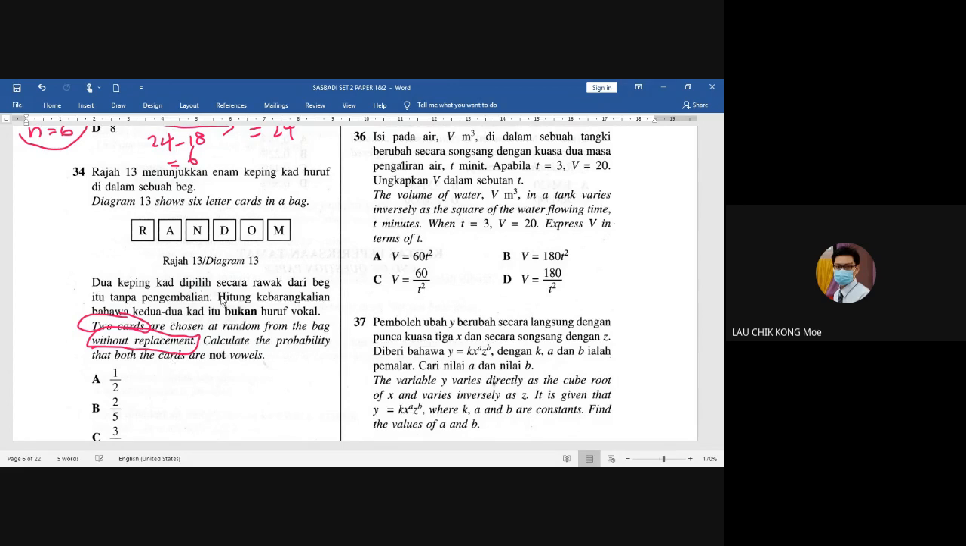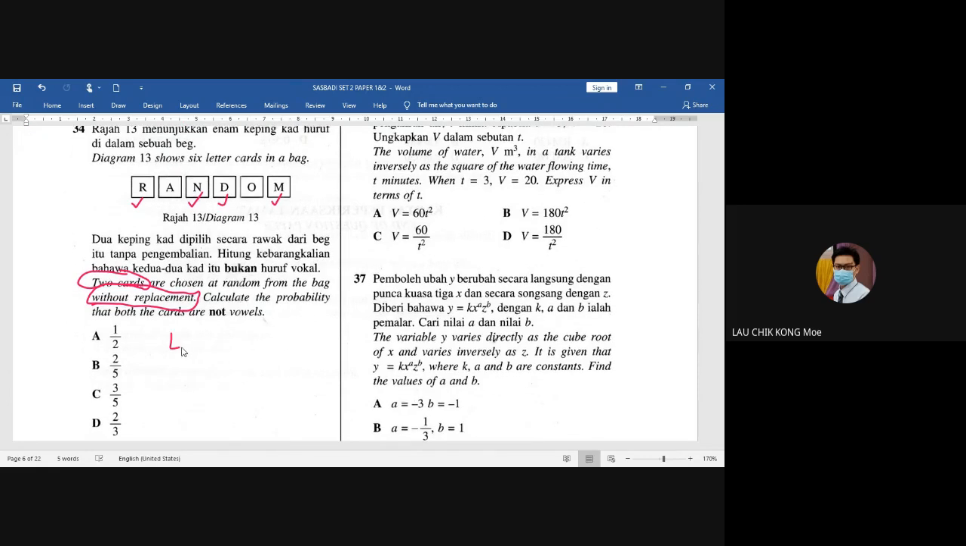Not vowel means not A, E, I, O, U, right? We have an R, an N, a D, an M, means 4/6 for the first one that is a not vowel. Then 3/5, minus 1: 4 minus 1 is 3, 6 minus 1 is 5. So you will get 3/1 3, 2/6 2, 1/2 2, 2/4. So the answer is 2/5. B. 34B.